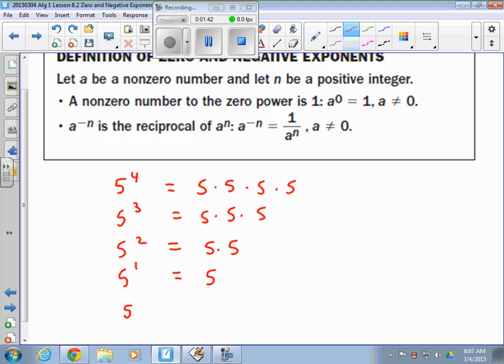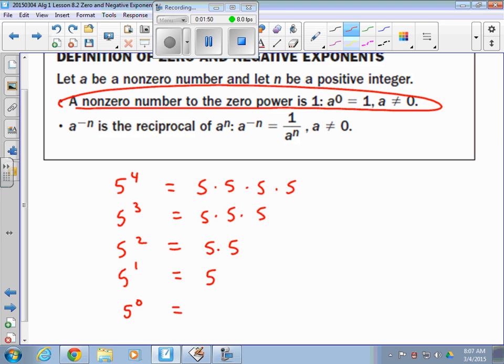And I'm going to show you why. This is the best explanation I've ever seen for this. All of this stuff up here, people don't really remember or understand very well. 5 to the 4th power is not just 5 times itself 4 times. It's 5 times itself 4 times, then times 1.